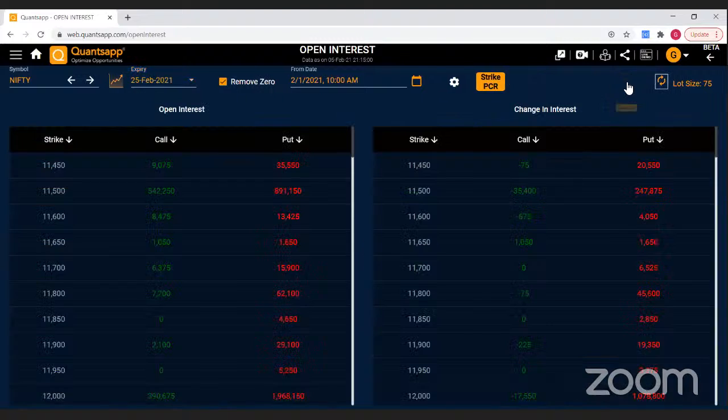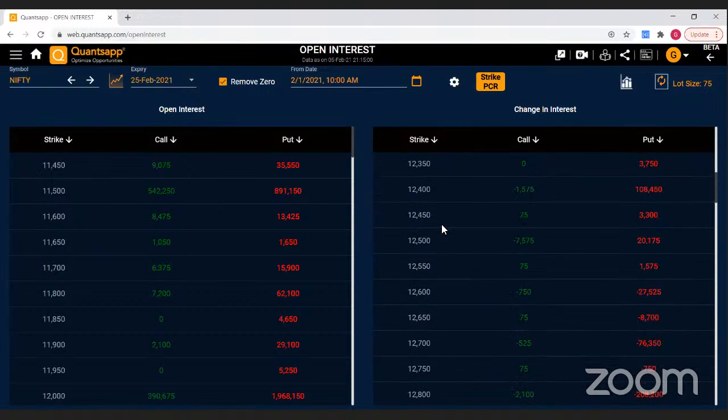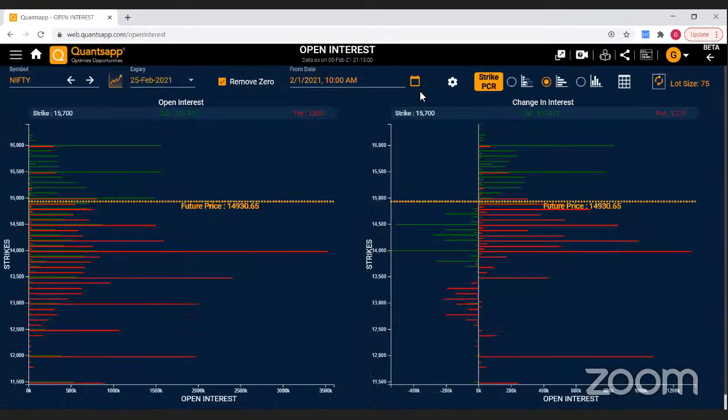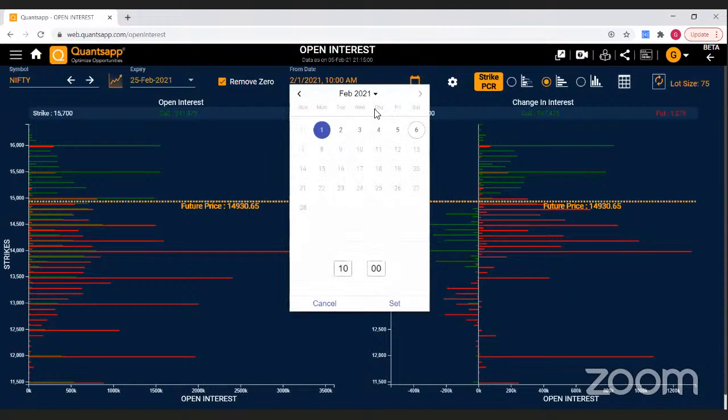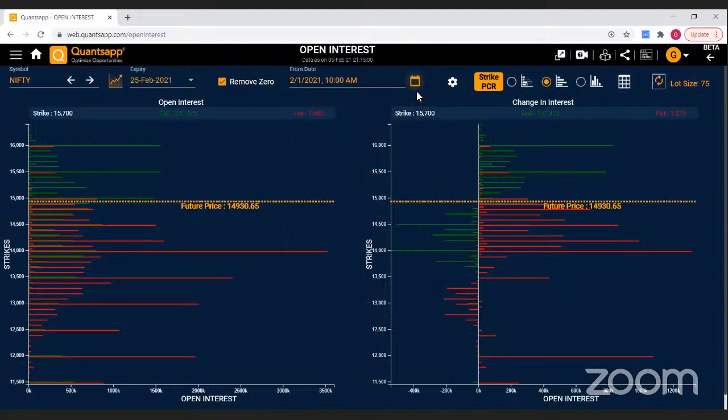Now you can also see the table view. So the table view is also the same thing. In the table view, you can see open interest at different strikes, what is the call and the put, and the change, what is happening. So this is a very interesting point: change in open interest.